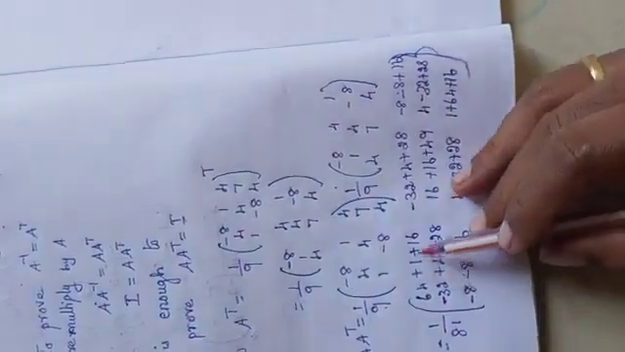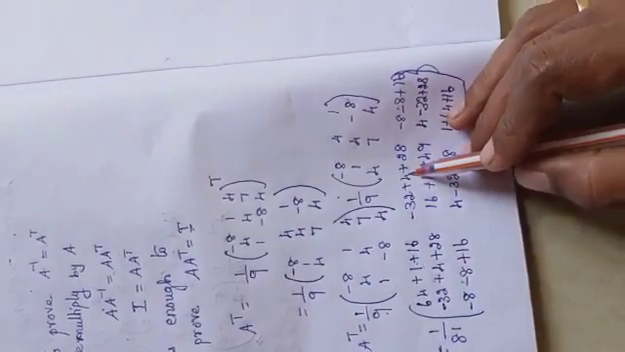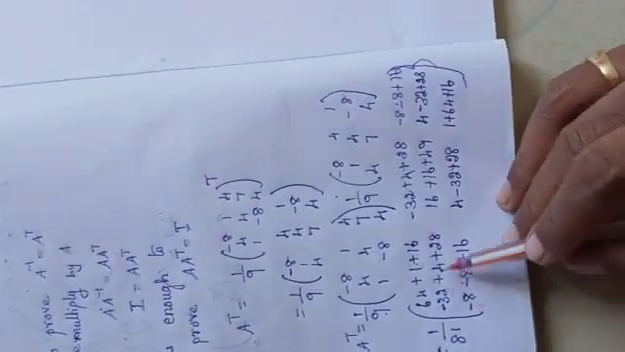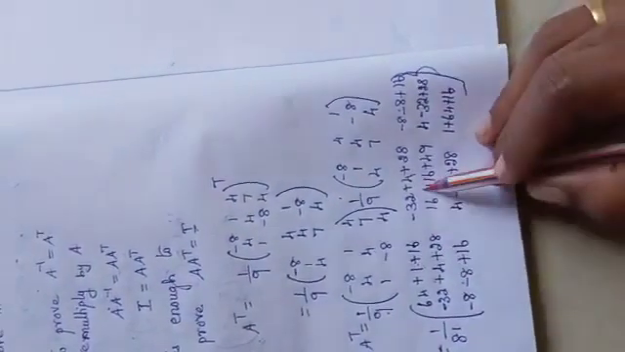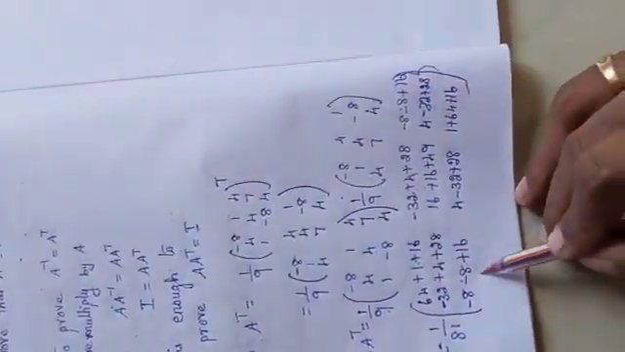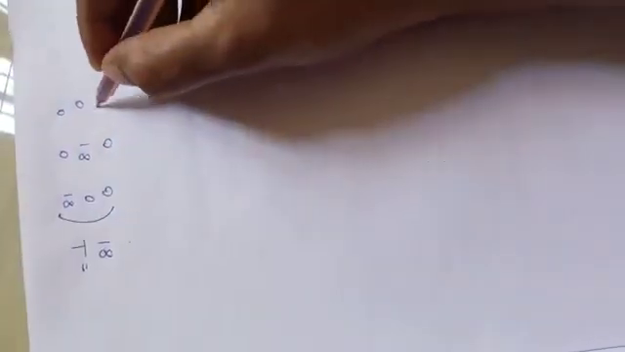Which is equal to 1 by 81 into, see here, all the values. 16 plus 1, 65, 75, 81. See, this is 0. See here, minus 8, minus 8, minus 16 plus 16, 0. And here, minus 32 plus 32, 0. Here, minus 16 plus 16, 0. Minus 32 plus 32, 0. So when we write here, we will be getting 81, 0, 0, 0, 81, 0, 0, 0, 81.